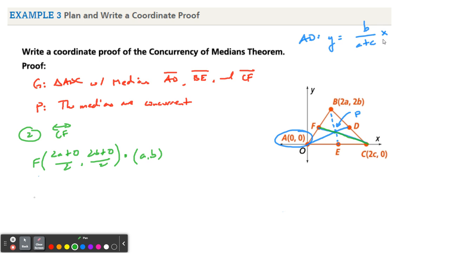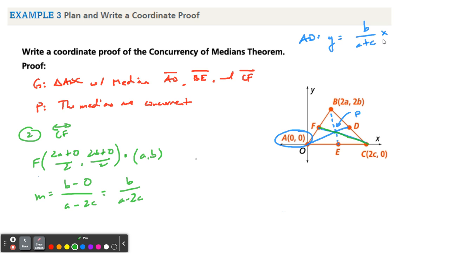Now we're going to find the slope. This is the slope between F and C. So again, you can do it either order. I'm going to take the coordinates of F's points and subtract the coordinates of C's points. So it is the y of F, b, minus the y of C, 0. Again, the reason I picked F's coordinates first is because I did not want this to be negative b up top. I want this to be positive up top. And then for the x's, take the x of F, which is a, minus the x of C, which is 2c. And this is just b over a minus 2c.